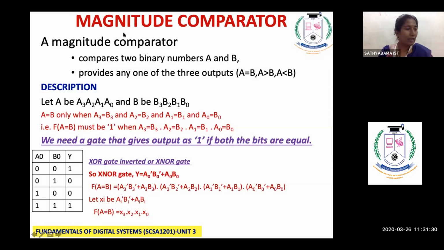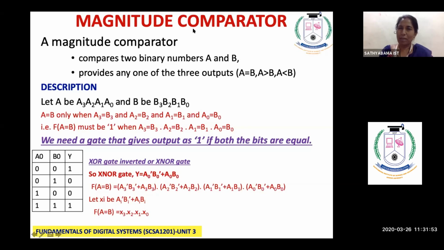There are three different types of representing numbers. One is sign magnitude representation. The other ones are 2's complement representation and 1's complement representation. Suppose you have sign magnitude representation, then you need not check the sign, right? So we will be checking the magnitude. So when you have to compare only the magnitude, then we can go for a magnitude comparator.